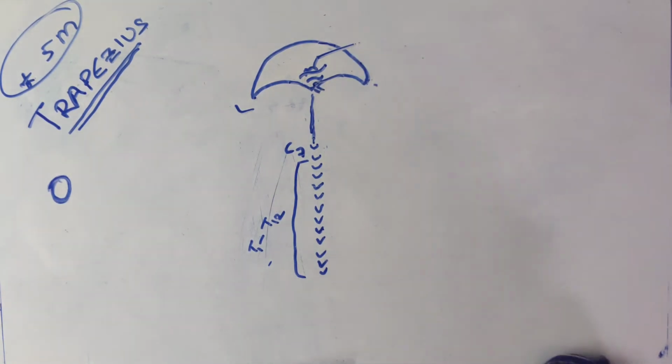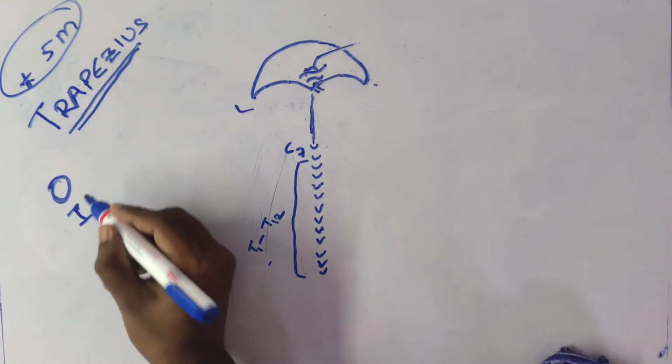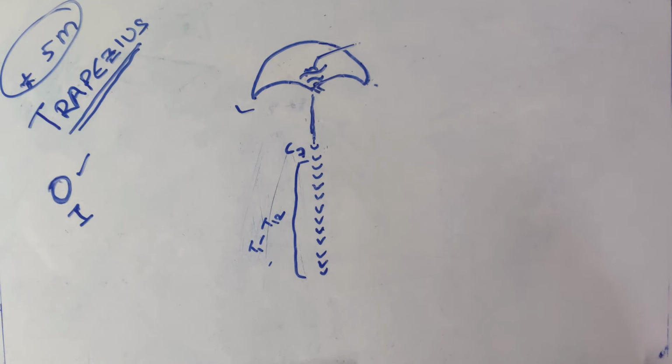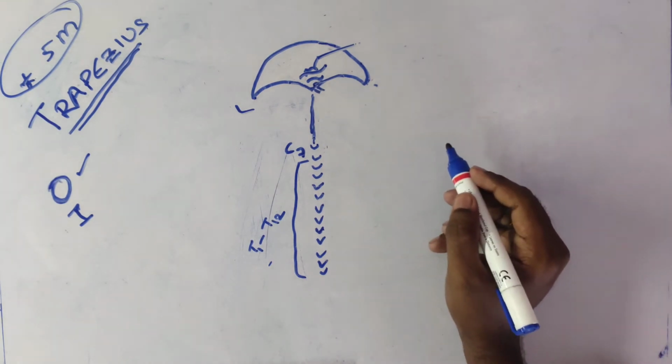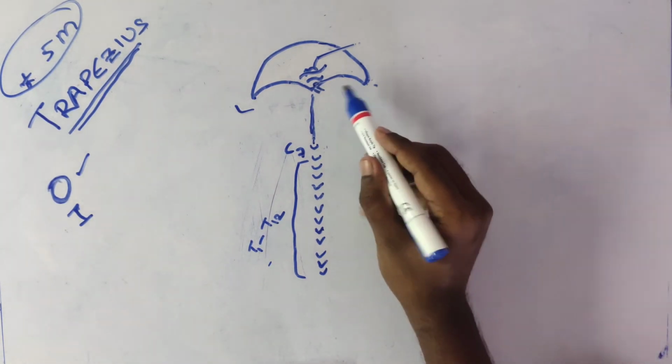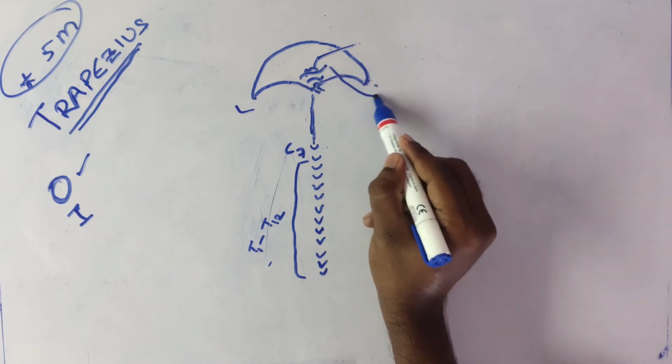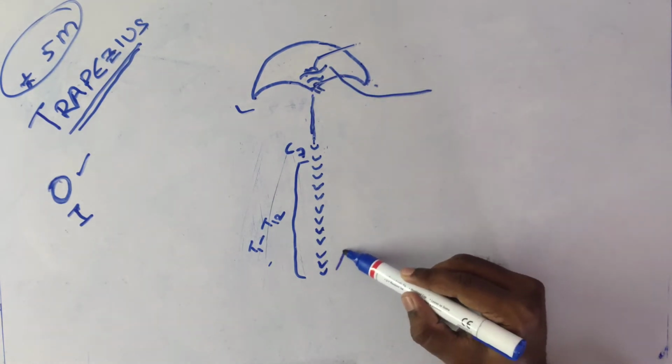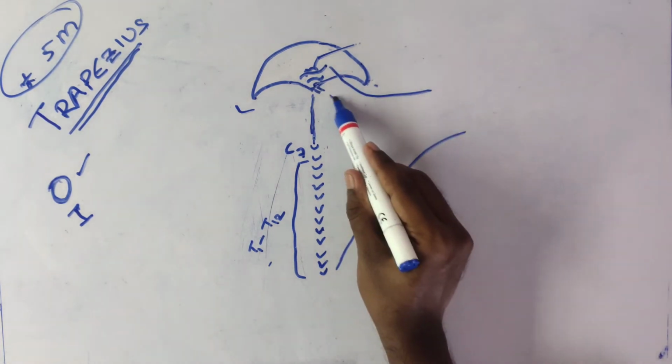And then, we have completed the origin. Next, coming to the insertion of the muscle. At the insertion, the muscle starts from here and goes to here. That means the muscle is present like this.